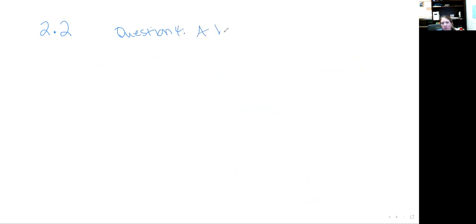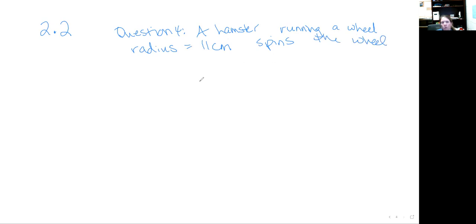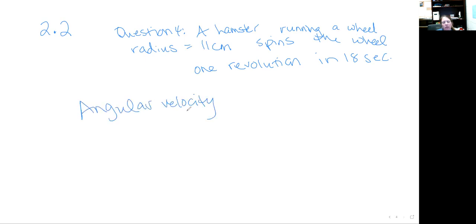But question 4 was a pretty straightforward question, but I wanted to go over it. So it said a hamster is running in a wheel, with a radius of 11 centimeters, and it spins the wheel 1 revolution in 18 seconds. Okay, and it asks for the angular velocity, and then it also asks for the linear velocity.